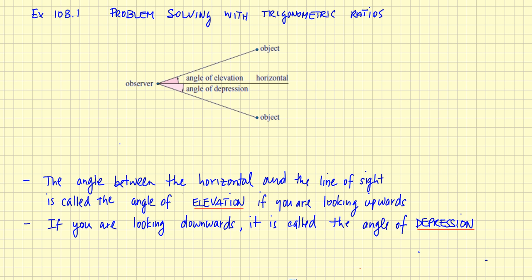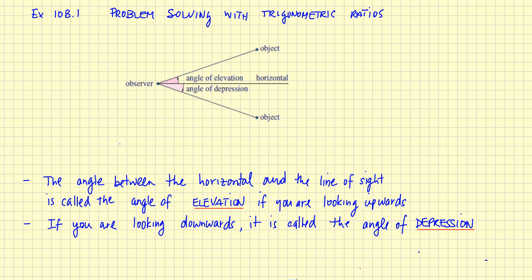Hi everyone, we're looking at our next section today on problem solving with trigonometric ratios. So we'll be taking all of our ratios, the sine theta, cos theta, and tangent theta, and we'll be applying them to real life situations. The first thing we need to look at is angles of elevation and angles of depression.